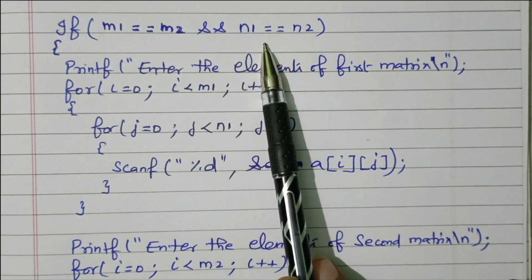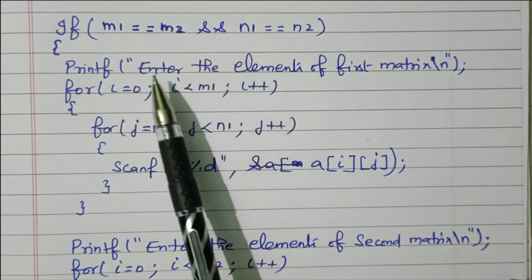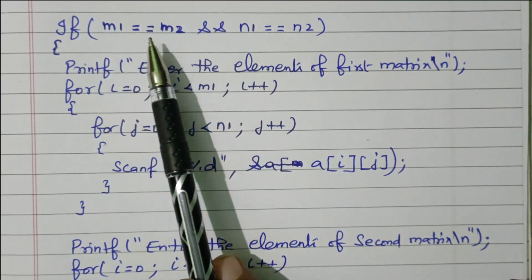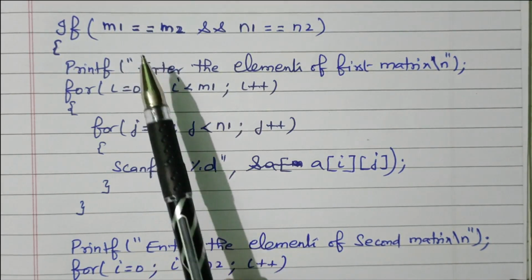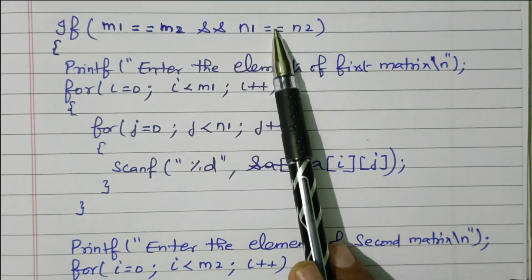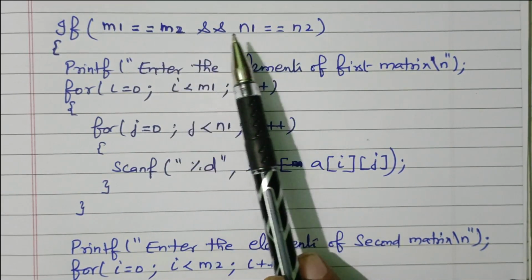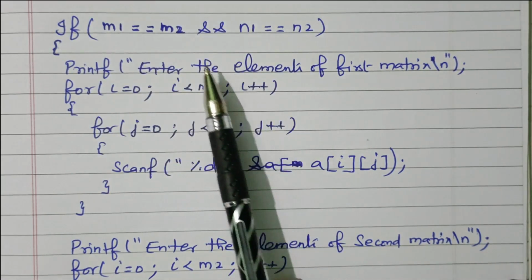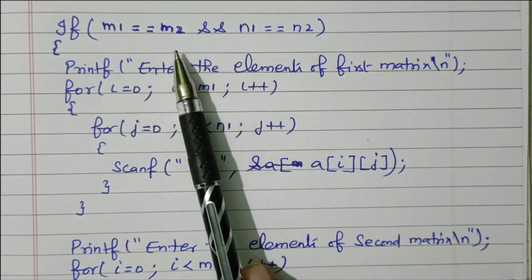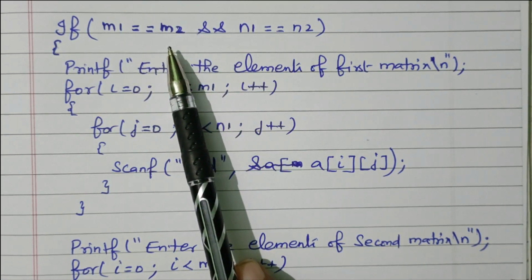If any one condition is 0, it will return 0 only. Right. So M1 is M2. It will check M1 is equal to M2. If both are equal, it will return 1. N1 is equal to N2. If both are equal, return 1. 1 and 1, it will return totally 1. If any one condition is false, it will return 0. Right. Then it will go to the else part.